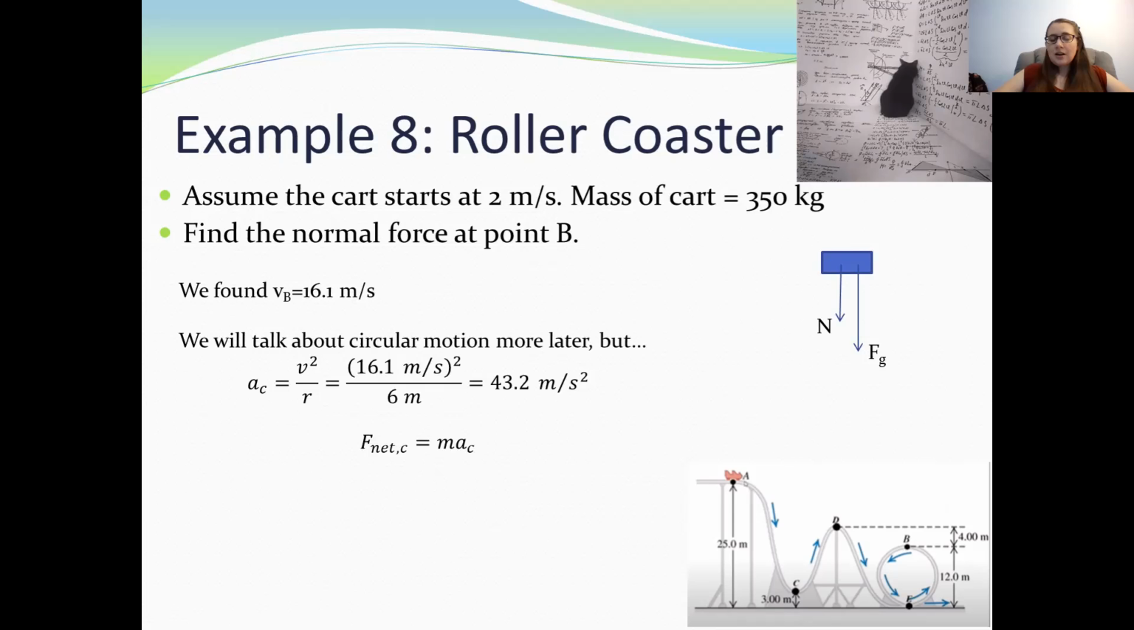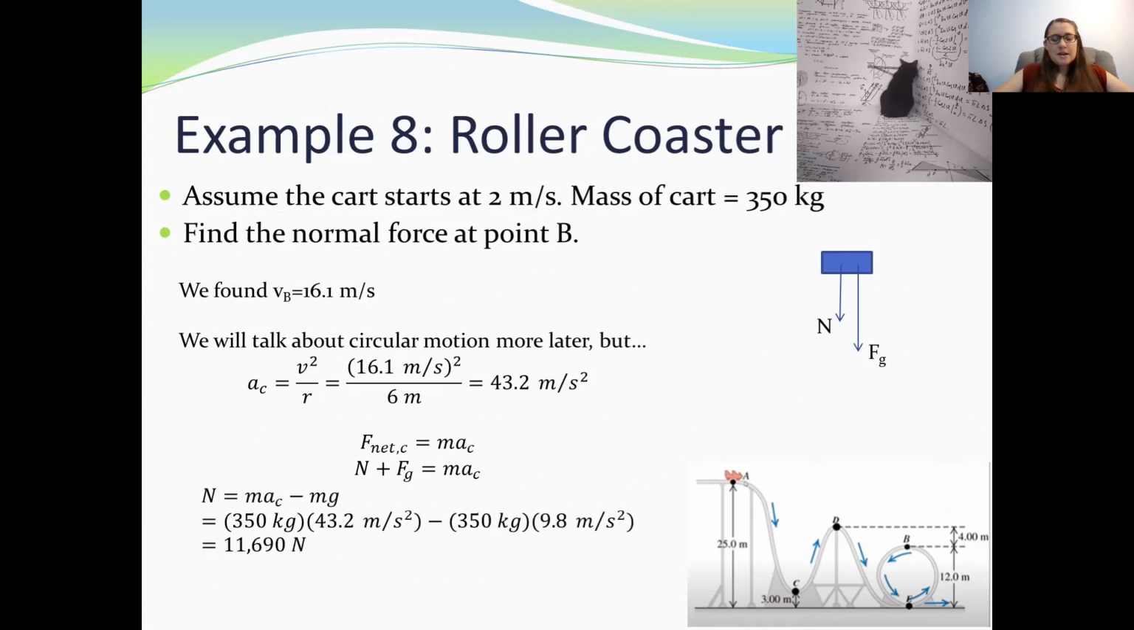Using Newton's second law, the net force equals the mass times the acceleration. Well, now we're specifically dealing with circular motion, so the net force equals mass times our centripetal acceleration. Since the normal force and the force of gravity are pointed in the same direction, we're adding them together. So our normal force then equals this ma minus our force of gravity, mg.